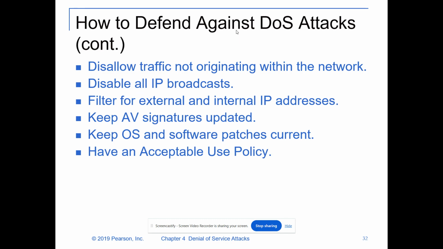We want to make sure that we're configuring internal routers to disallow traffic that did not originate within the network. Disable all IP broadcasts. Filter for external and internal IP addresses on the right side of the router. Keep AV signatures updated. Keep OS and software patches current. And have an acceptable use policy that clearly disallows certain behavior.